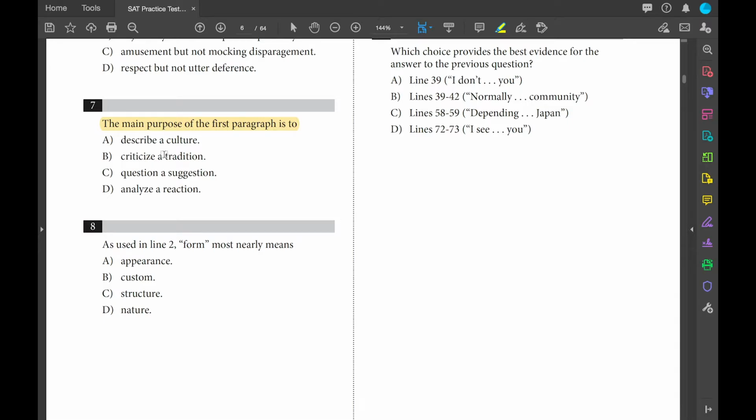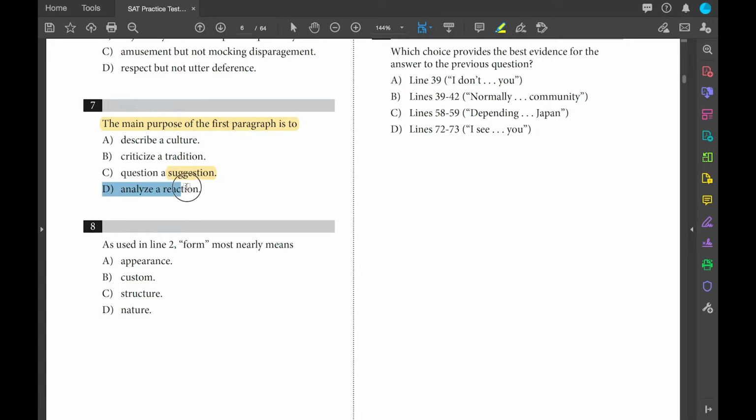B, criticize the tradition. We're not focused on the criticizing. We're focused more on the questioning. So let's check out C. So question a suggestion. Potentially. But again, the main idea isn't like this questioning. It happens in the beginning. But the main idea is that interaction between Chiya and Akira. And there's no suggestion in that first paragraph.